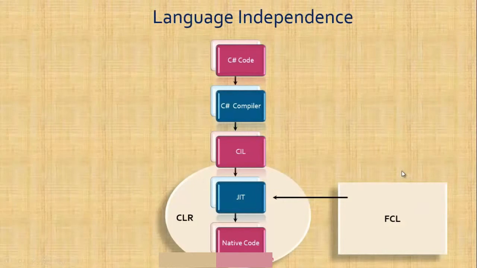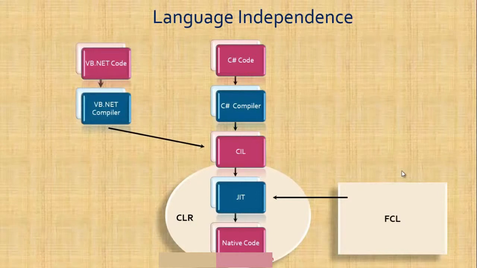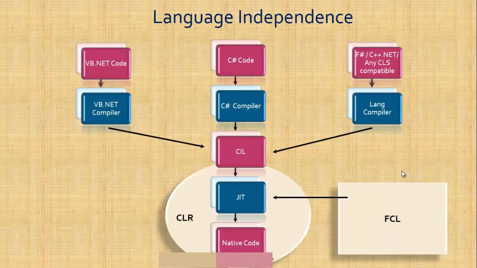Now let us try to understand language independence. As you are very much familiar with the compilation of .NET, your C# code will be compiled by the C# compiler into CIL, and then the JIT compiler will convert it into native code at the time of execution. Similarly, if we have VB.NET code, the VB.NET compiler will compile it to CIL, and in the same way it will get compiled by the JIT compiler into native code. The same thing is true about all other .NET languages like F#, C++.NET or any third-party language.